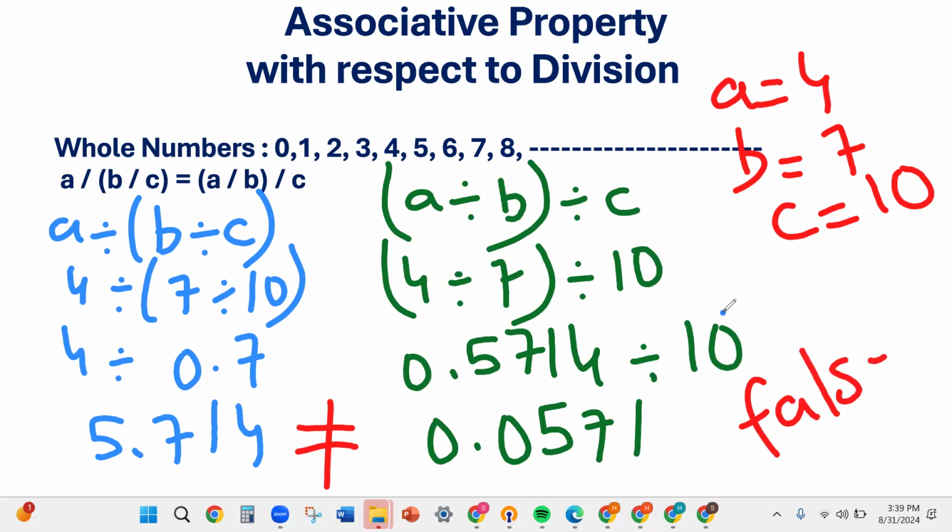This property is not true. What is the result? Associative property with respect to division in the set of whole numbers is not true. It is false, it is not satisfied. Let's check another property now.